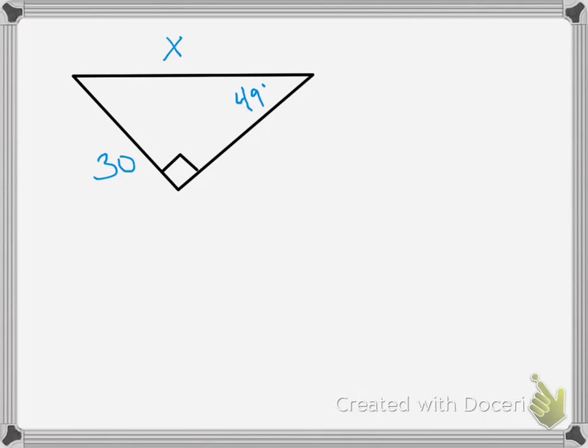So now in our picture here, 49 degrees and the 30 are opposite of each other, and x is the hypotenuse. So opposite and hypotenuse tells us we should be using the sine ratio. So sine of 49 degrees is going to be equal to the opposite, which is 30, divided by the hypotenuse, which is x. This is a little bit different than the other examples because now the hypotenuse is unknown, the variable x, and our denominator is the variable. So it takes one extra step of algebra here.